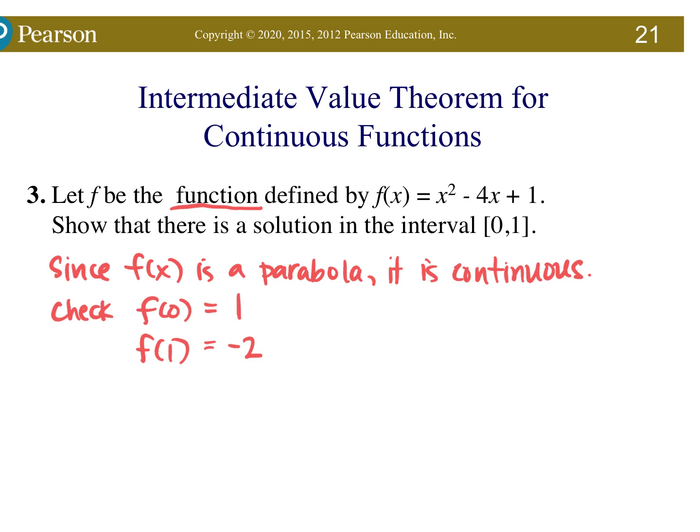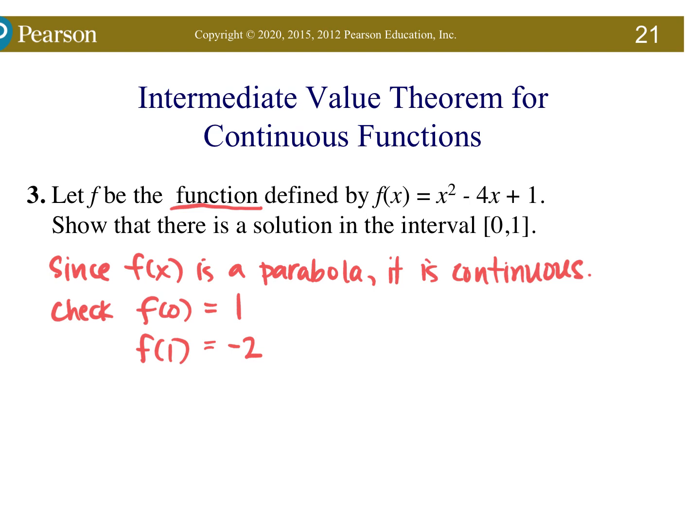A root, and a solution. All of those things all mean the same thing. We've got all of them. We can call this an x-intercept. We can call it a root. We can call it a solution. We can call it a zero. All of those vocabulary words mean the same thing.